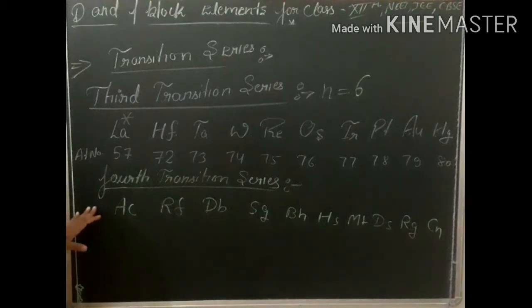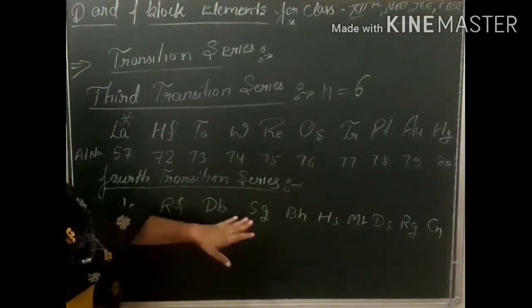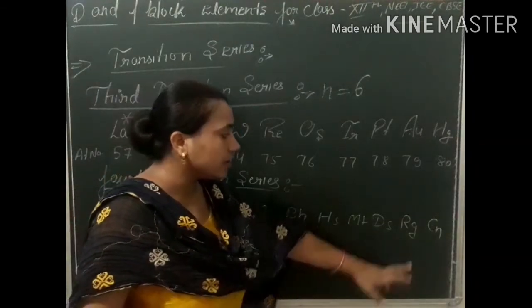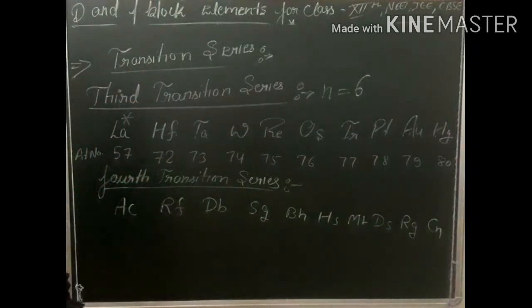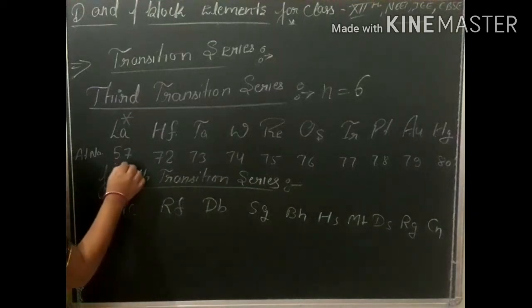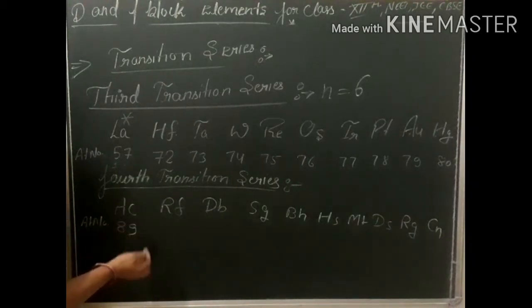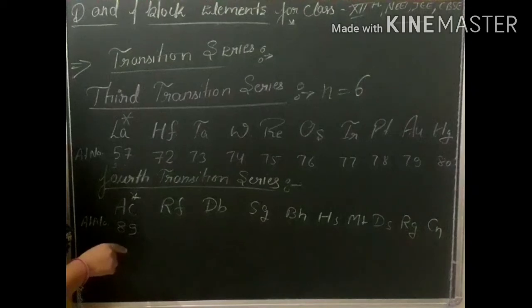Now here is the fourth transition series: actinium, rutherfordium, dubnium, seaborgium, bohrium, hassium, meitnerium, darmstadtium, roentgenium and copernicium. Here Cn is copernicium. The atomic number of actinium is 57 plus 32, that is 89.